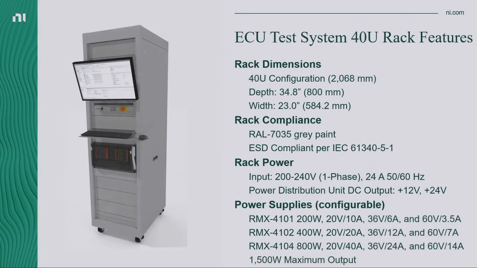On the 40U ECU test system, the difference between 24U and 40U is the height. The height for 40U is 2068 mm. With this increase in height, it actually has an additional compartment for PXI and SLSC. And on the power supply, the maximum output is up to 1500 watt.